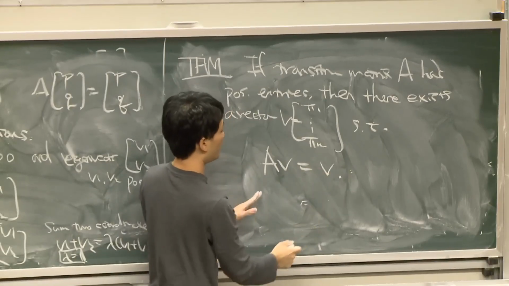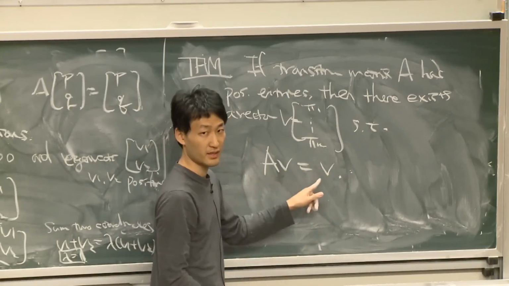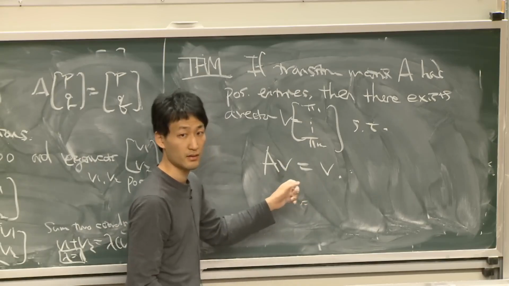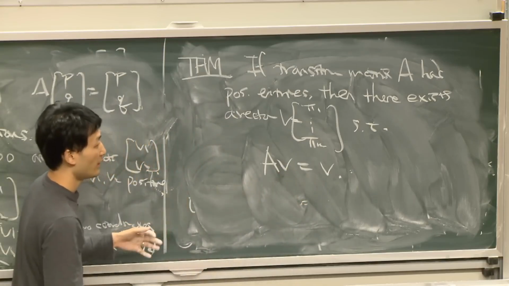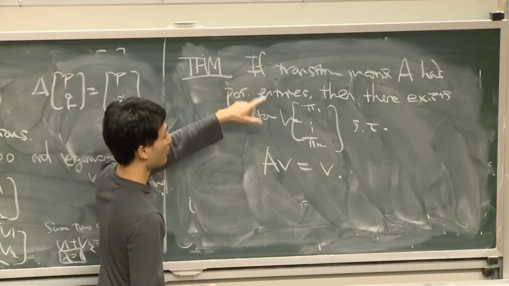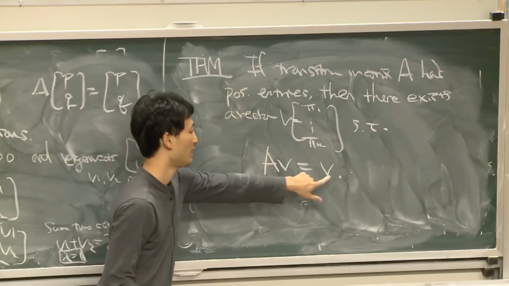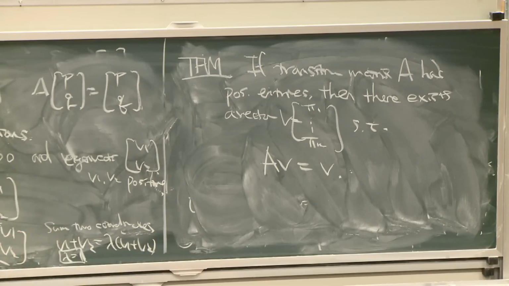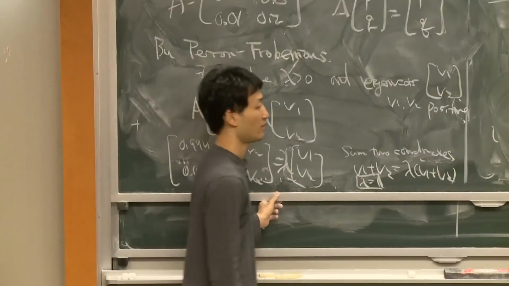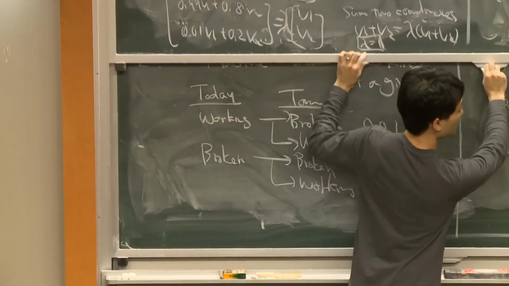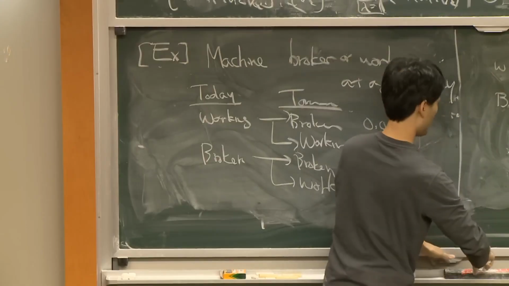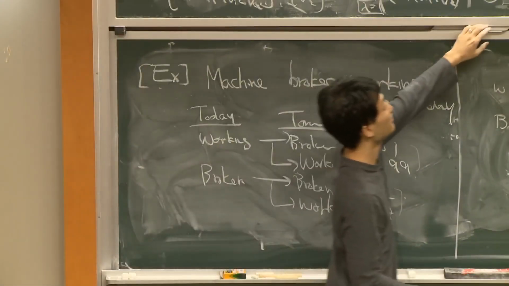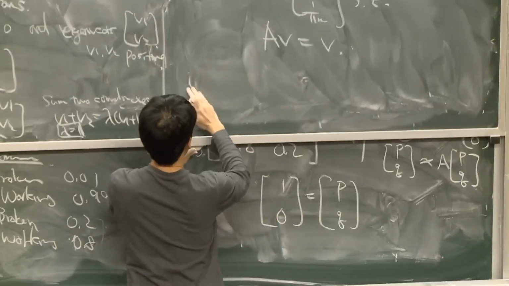And by the Perron-Frobenius theorem, we know that there is a vector satisfying it. So if it converges, it will converge to that. What it's saying is, if all the entries are positive, then it converges, and there is such a state. We know the long-term behavior of the system. Okay, so this is called the stationary distribution.